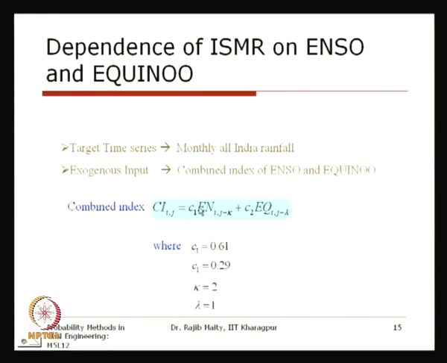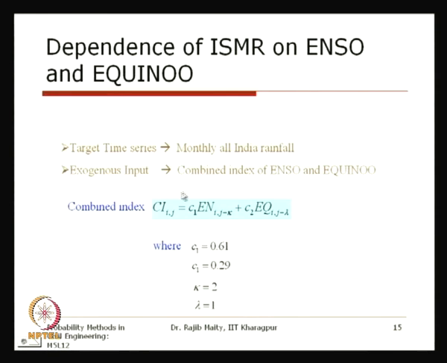For the detailed discussion you have to refer to one journal paper that I will tell you later, but here there are two time series that have been taken. So, the problem is basically bivariate. The monthly all India rainfall is one time series, and the other one is the combined index between ENSO and EQUINO. ENSO is the El Nino Southern Oscillation over the tropical Pacific Ocean, and EQUINO is the Equatorial Indian Ocean Oscillation, which is an atmospheric phenomenon over the tropical Indian Ocean.